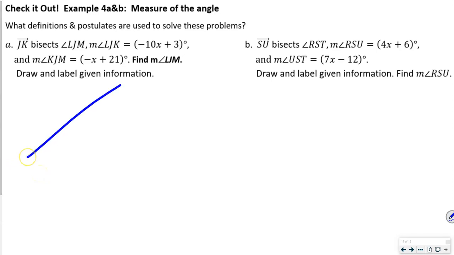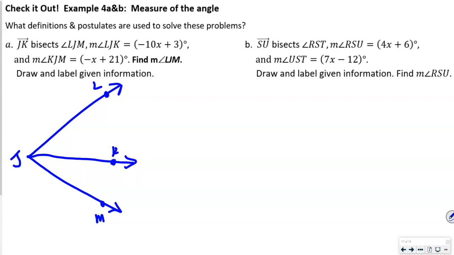Okay, so here again, I'm going to draw my angle first because it says JK bisects LJM, so I'm going to do L, J, and M, okay? And then this time it says JK bisects. So I know that these two angles right here are going to be congruent, right? So then it says LJK, that's my top one, is negative 10x plus 3. And then it says KJM is negative x plus 21, okay?